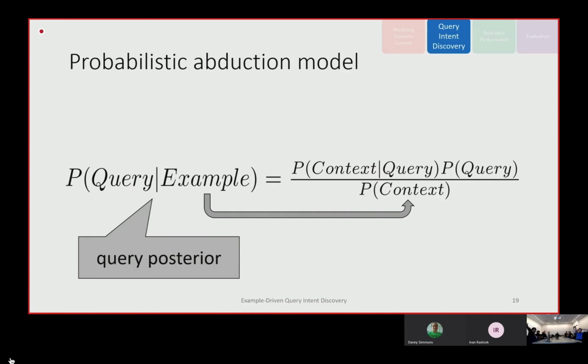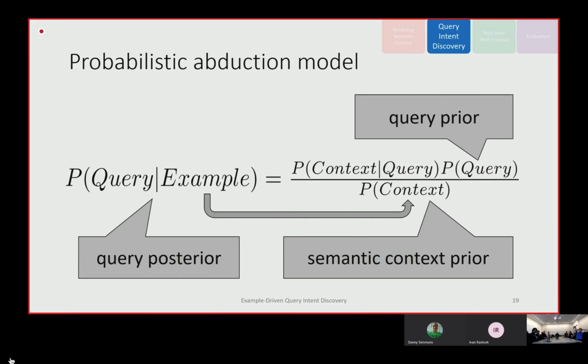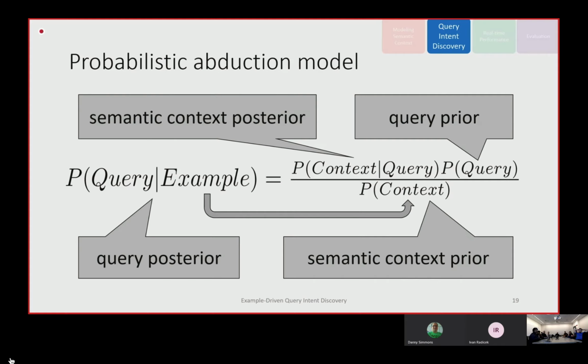From the examples, we can get the context, and just by applying some Bayes rule and some simple deductions, we come up with this equation. We have three terms here: the query prior, which is the likelihood of a query being the intended one without seeing any examples; the semantic context prior, which is the probability of seeing a context in any random sample of examples without seeing any query; and the semantic context posterior, that is the probability of seeing a context given a particular query. In the next few slides, I will go over these three components.